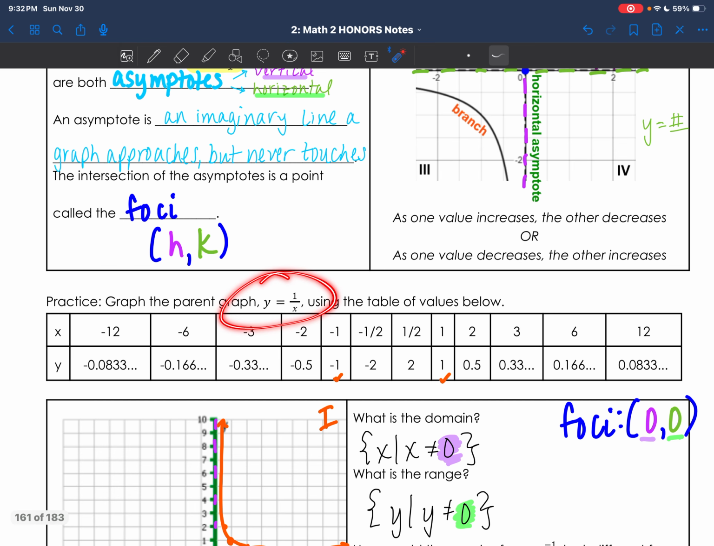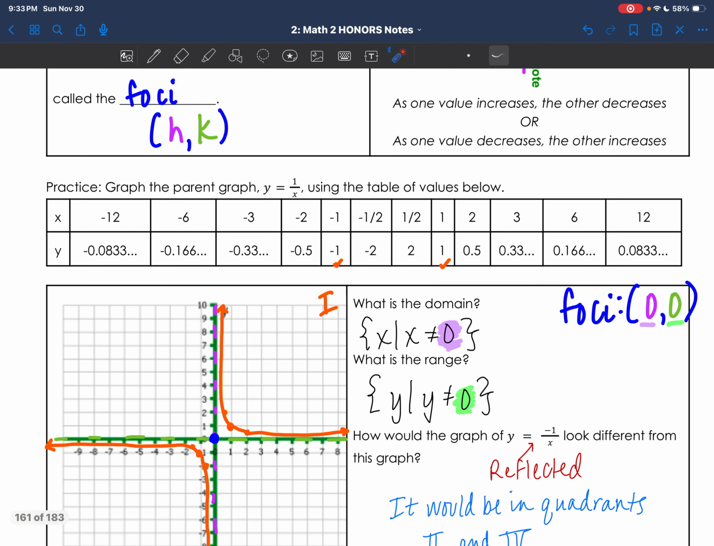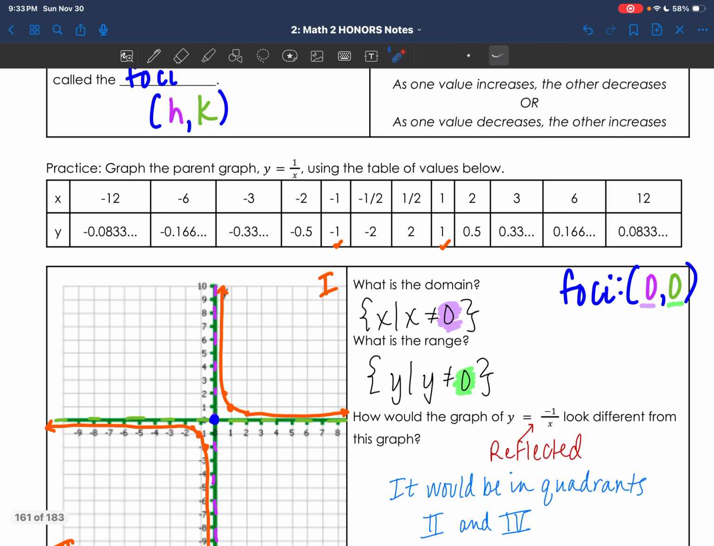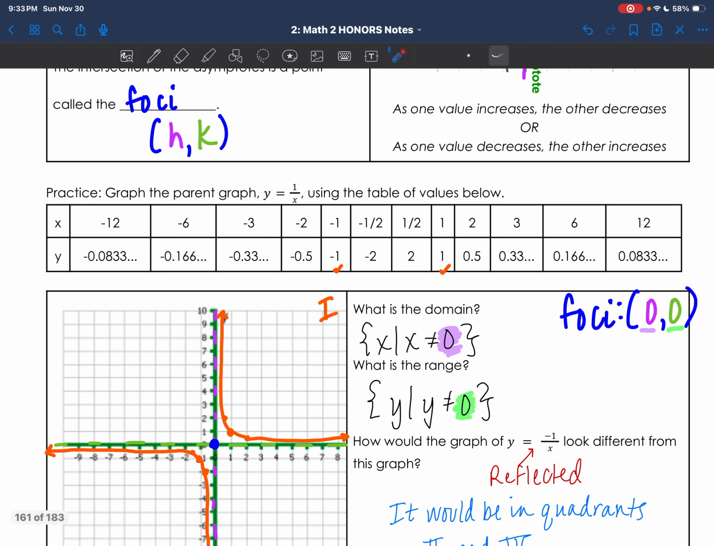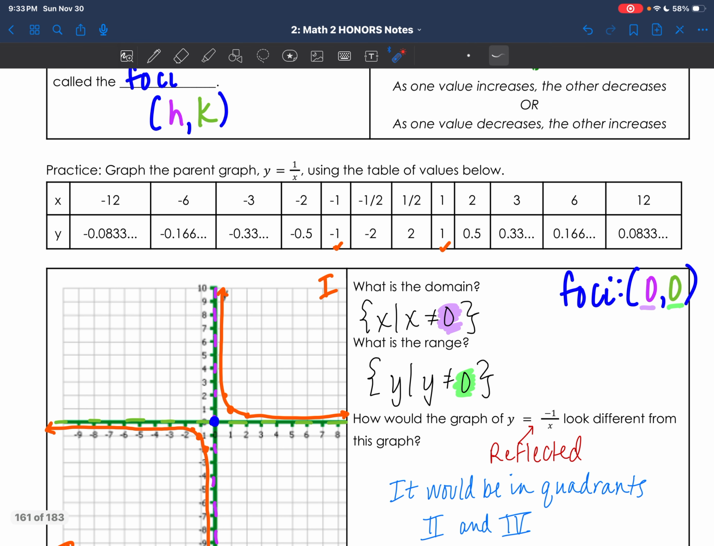All right, so we're going to graph the parent graph, y equals 1 over x, using the table of values below. Since it's a parent graph, I know my foci is going to be 0, 0, so I put a point here. Then I'm using some of the points, and I tried to graph as many as I could on here. When you're doing this, you're going to see it gets really, really close, but it's not going to cross those asymptotes.